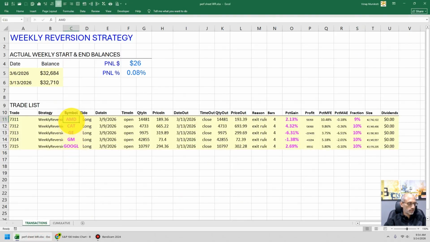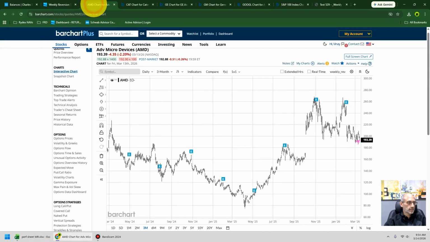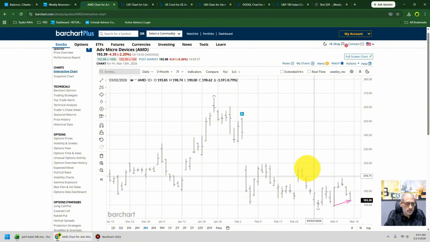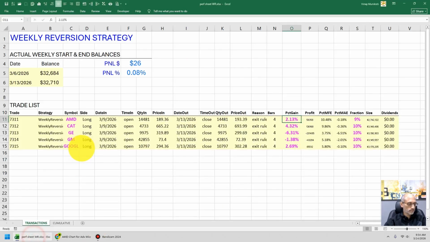So the first position that it held was AMD. That one was up 2.1% for the week. And this is how the trade looked. Weekly reversion buys dips. So it looked at the weakness in the prior weeks. And so it got in here on Monday and got out here on Friday for a gain.